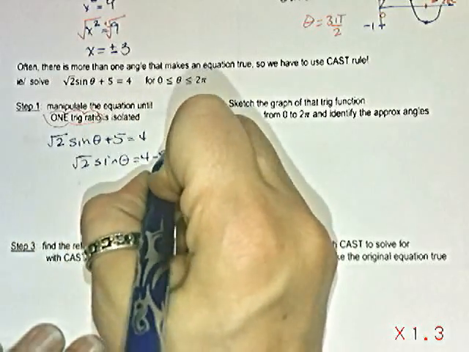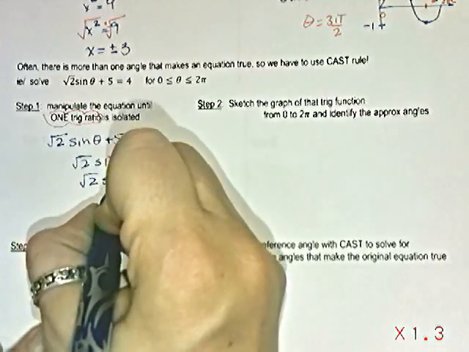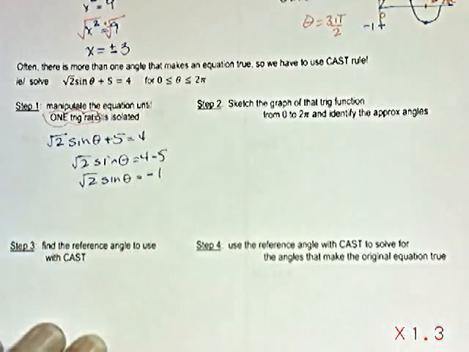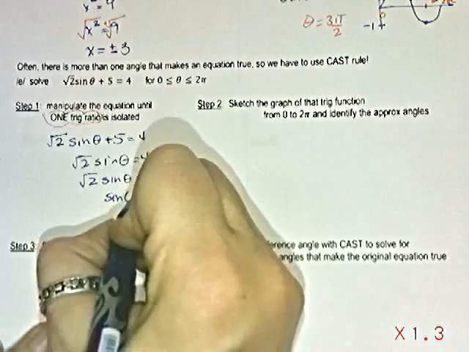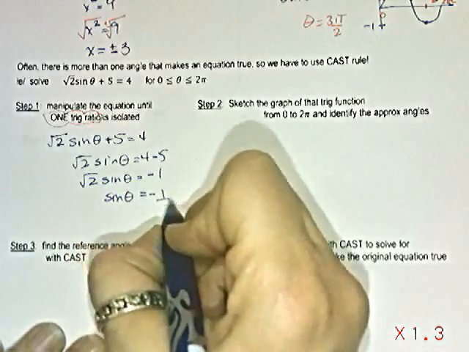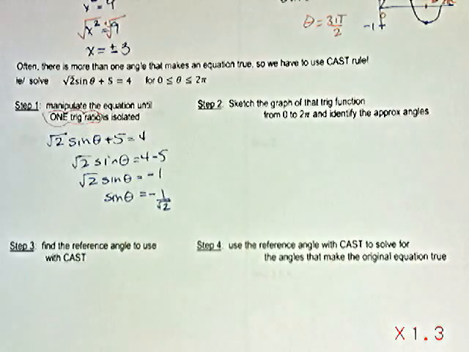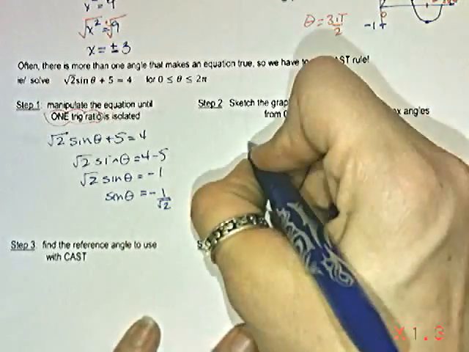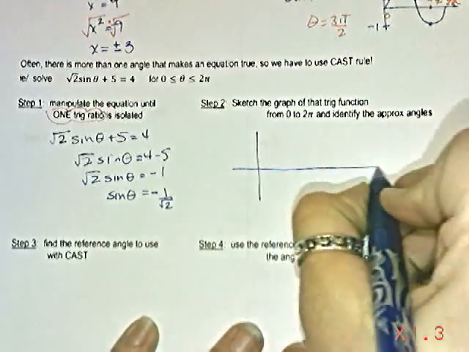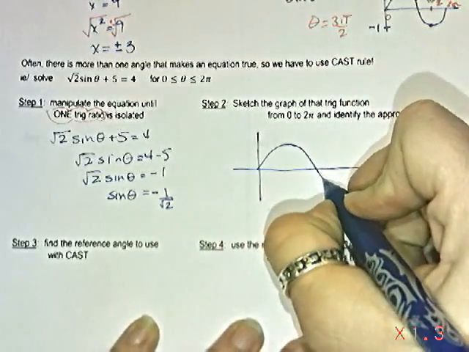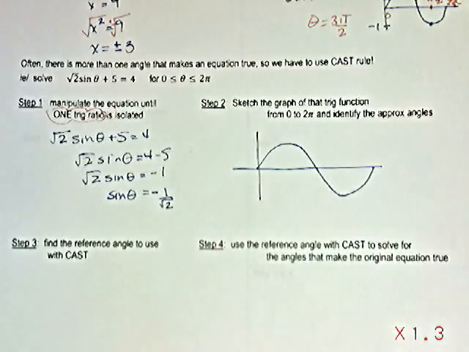So 4 minus 5, we get the root 2 sine theta is -1. Let's divide both sides by that root 2. We get, oh, what angle gives me a -1 over root 2? Now, in the past, we've skipped right to cast rule, but I would ask you to just consider for a second where it is in this first cycle of sine that we're calling for these answers.